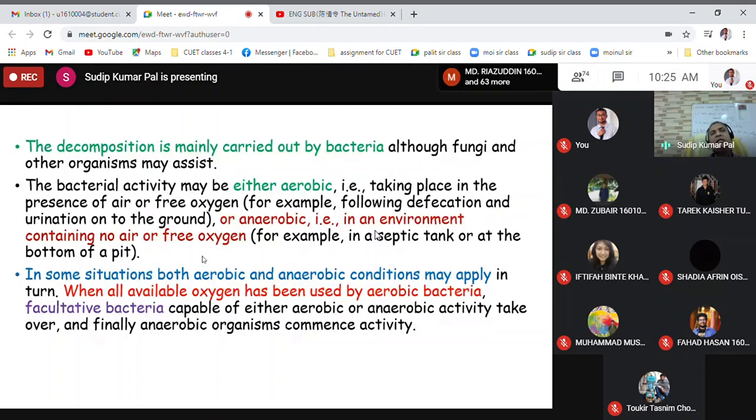So what is basically there? In our excreta, we have organic matter, we have protein, we have fats, we have starch, we have carbohydrate, depending on the diet we are consuming. This is a quite complicated form, and these bacteria take those complicated organic compounds as their food. So that is basically the huge motivation.